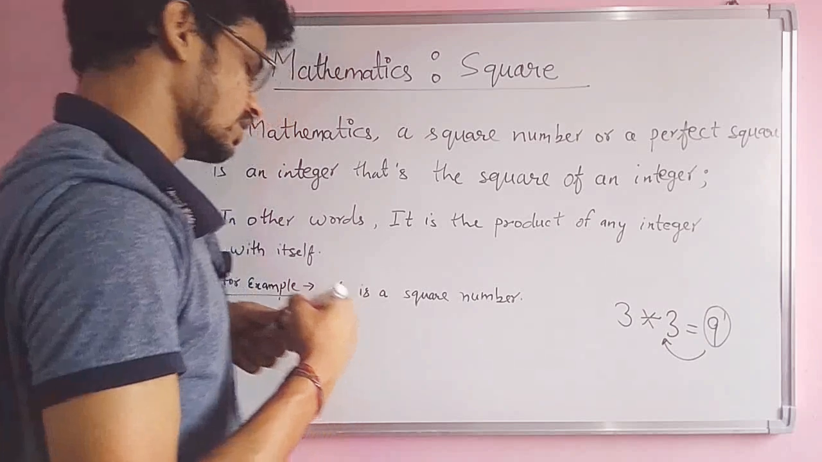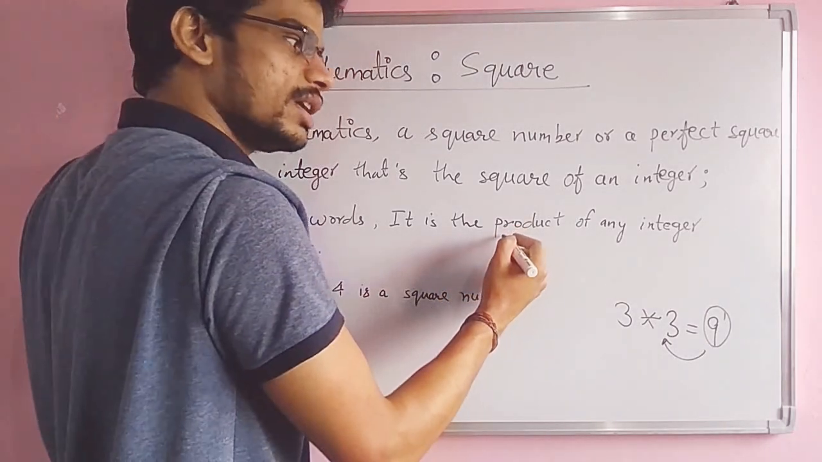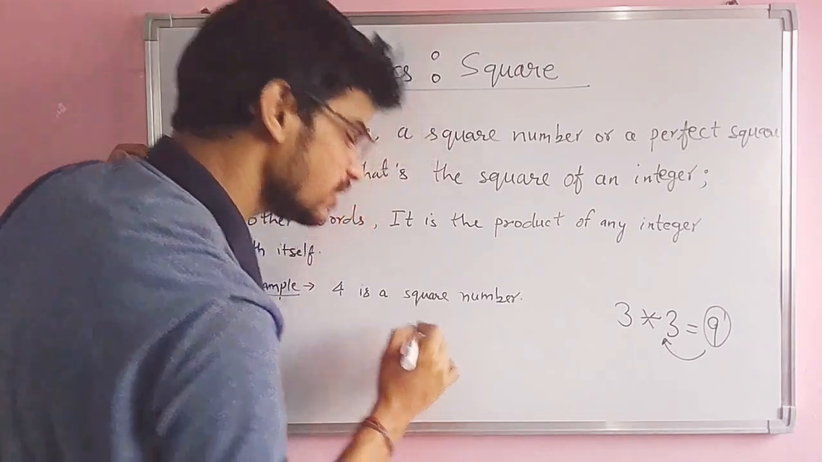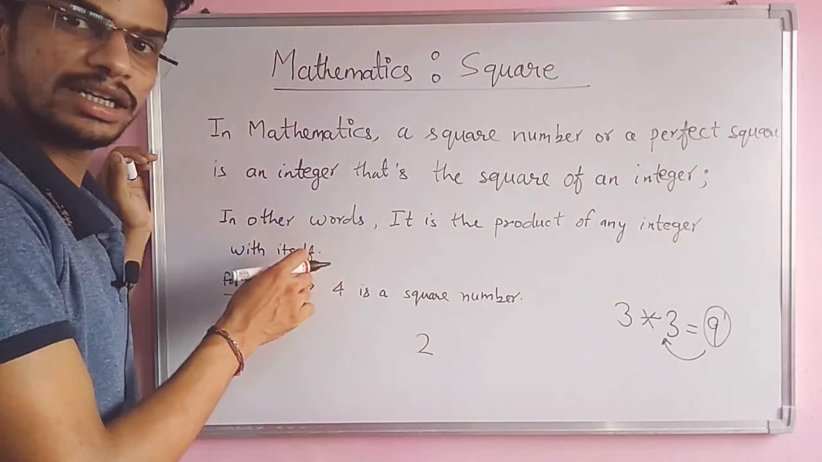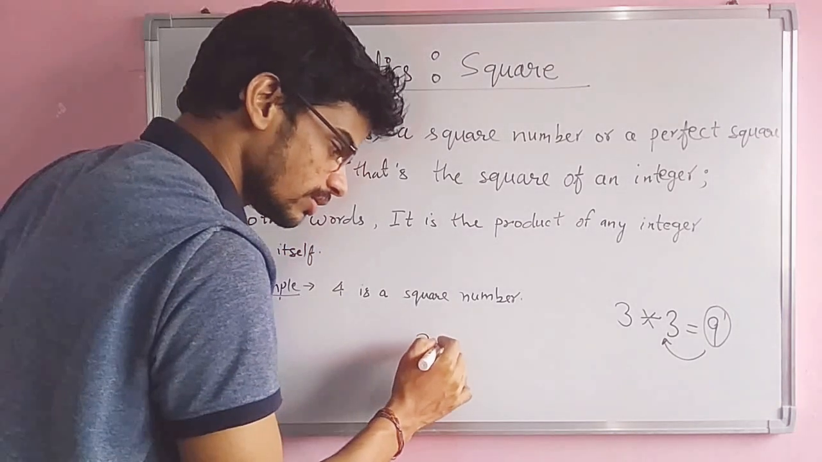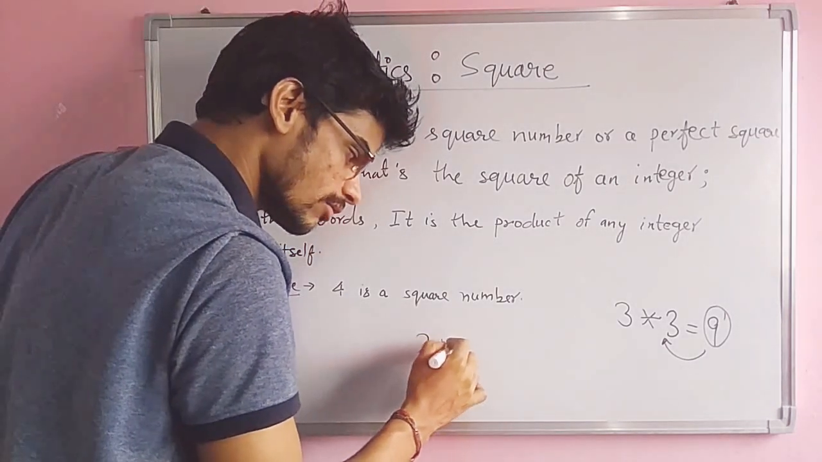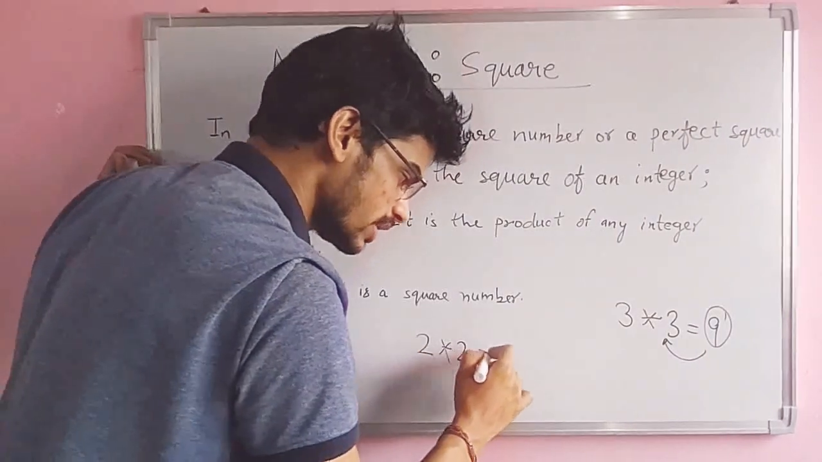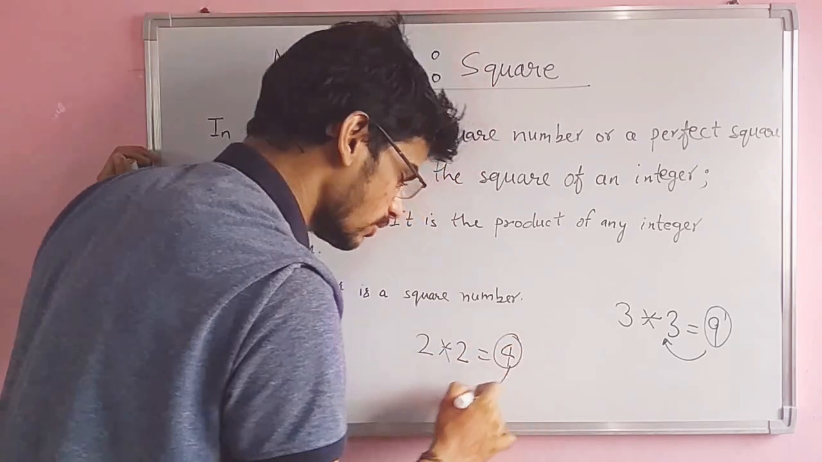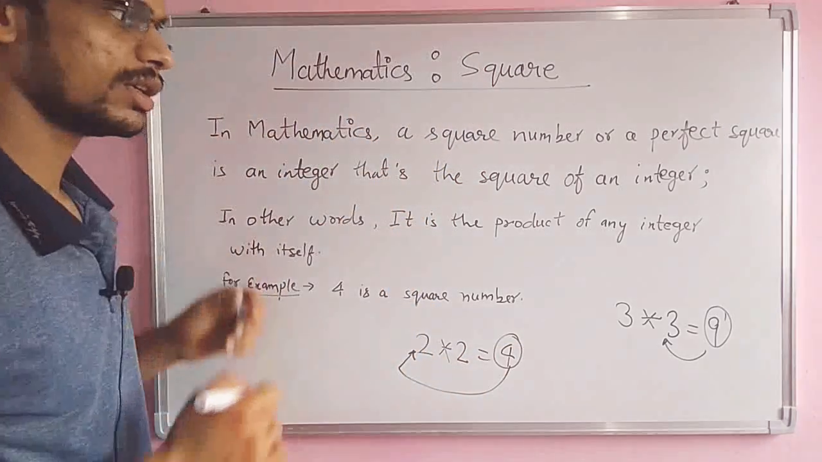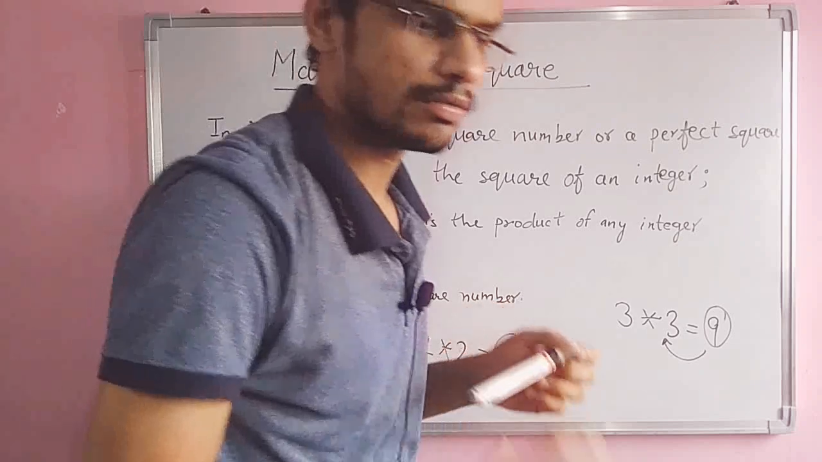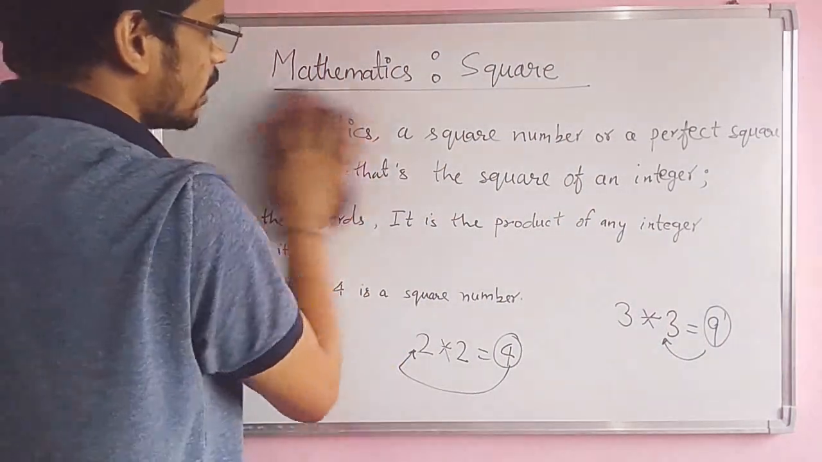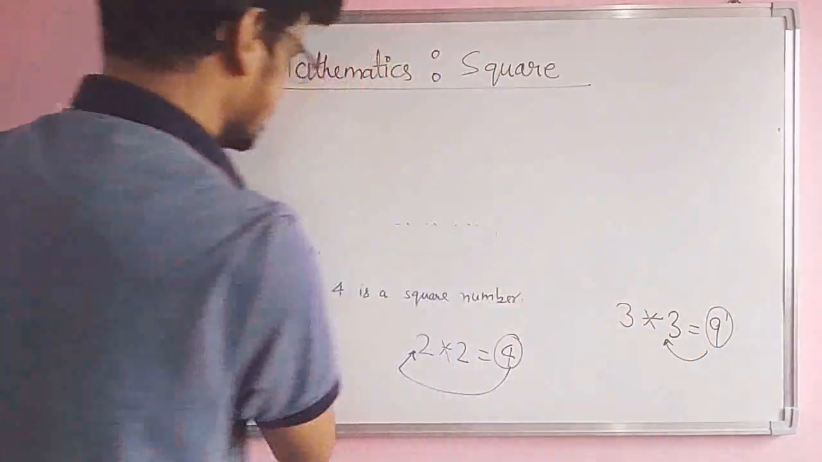In other words, it is the product, meaning multiplication, of any integer with itself. Suppose 2 is an integer, and it is the product of itself, that means 2 times 2, that is 4. 4 is the square number of 2. So we know what is square. Let's see how to calculate the square within seconds.